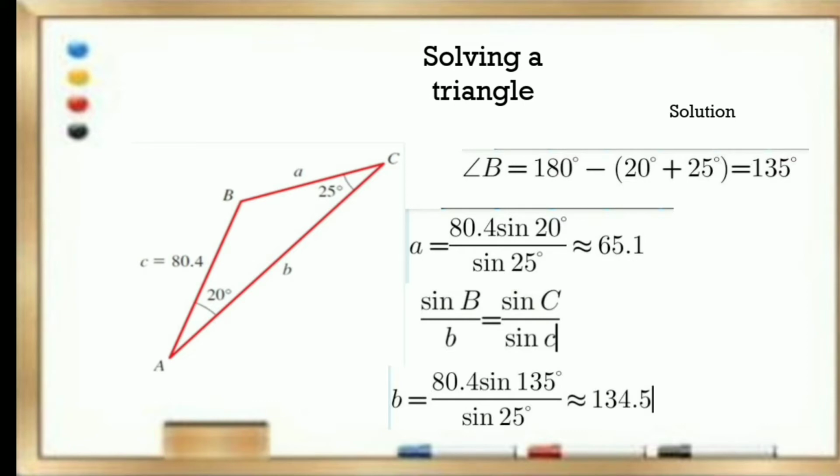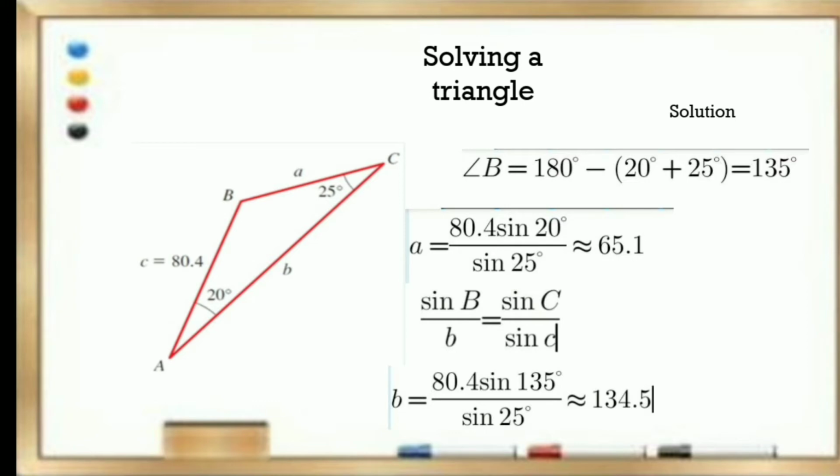First, we are going to solve for angle B. The sum of the angles in a triangle is 180 degrees. So 180 degrees minus the sum of angle A, 20 degrees, and angle C, 25 degrees. The total is 135 degrees, so angle B is equal to 135 degrees.